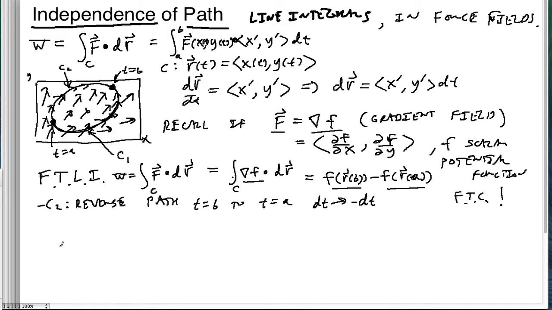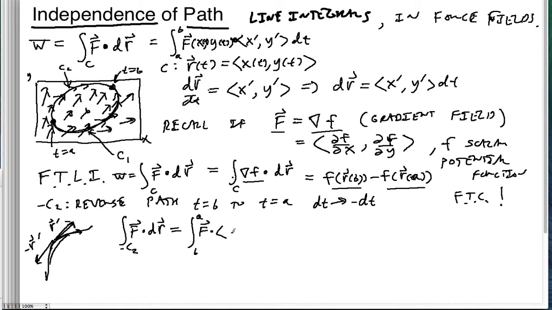If we're on a path like this, and our velocity, r prime, is pointing this way, then going in the opposite direction, we're going to go backwards. So we need a negative r prime going the other way, because now we're heading back this way. The integral over this reverse path can be written in the following way. We're starting at b and going to a, and our vector field is always the same, but we dot it with a negative r prime.